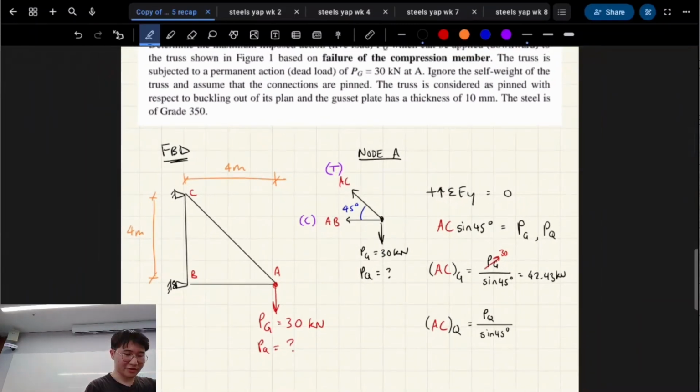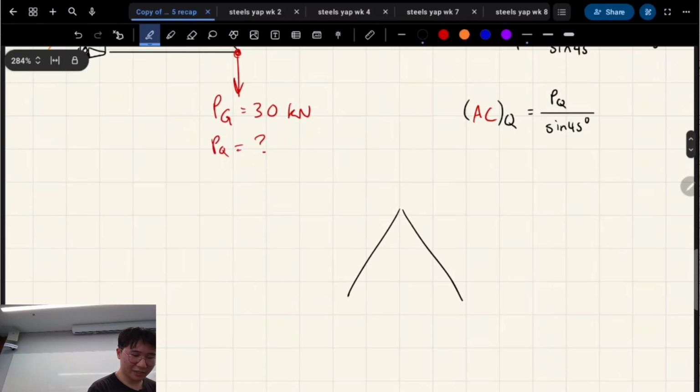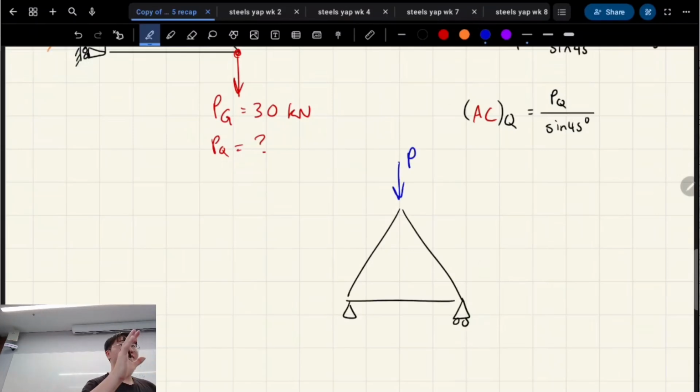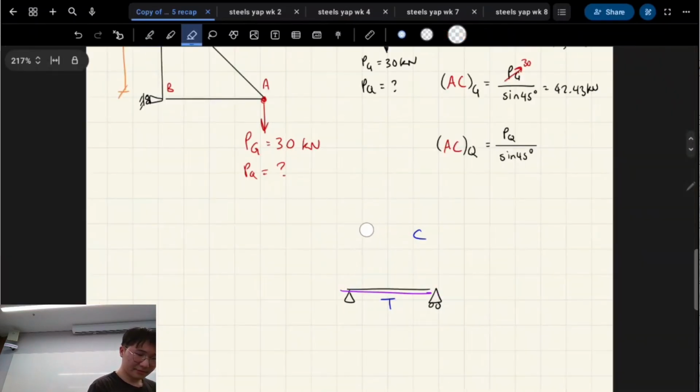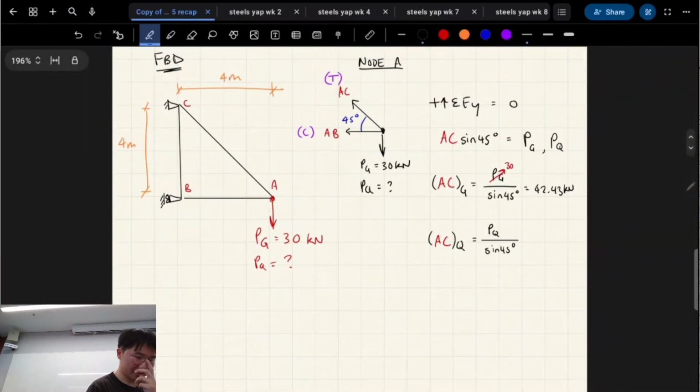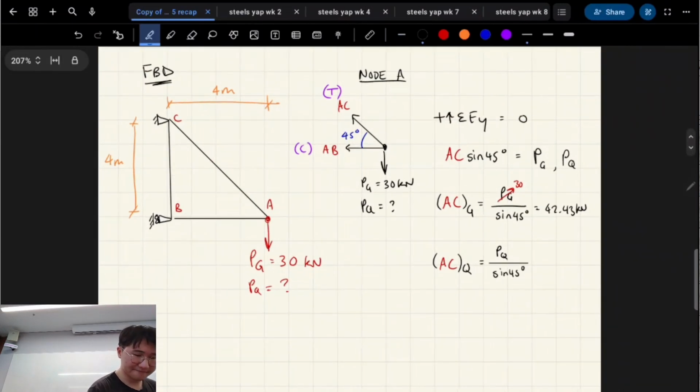Just going back to that question real quick. In your assignment 1, it looks like this, right? You should be able to just look at this and know which member's going to be compressed and which one's going to be in tension, because of how this shape will deflect. So your understanding of trusses will help a lot when you're doing tension and compression questions.